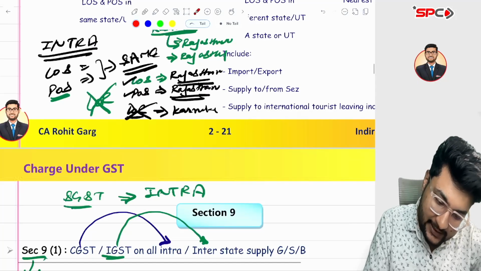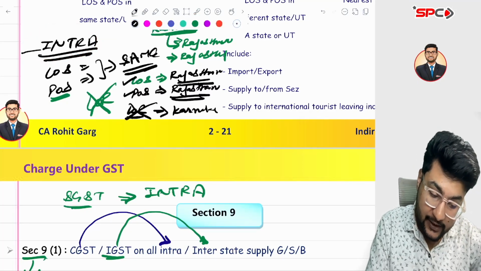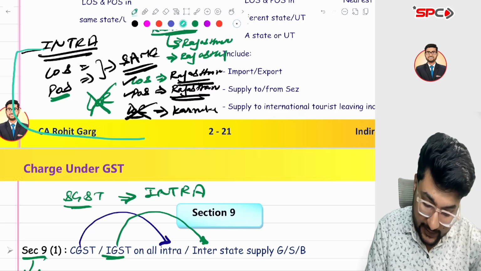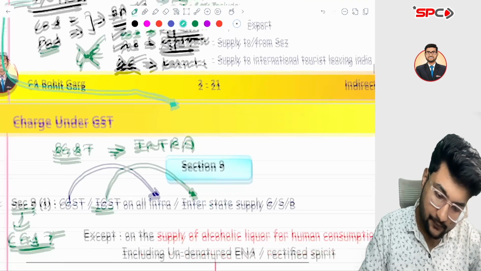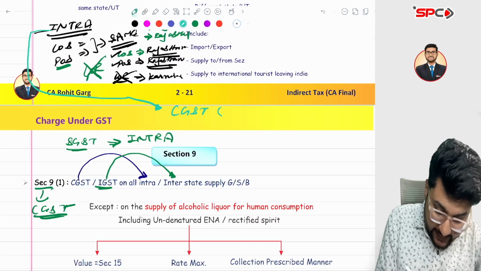This case is of intrastate. Okay, so in intrastate, what do we do? In intrastate, we will apply CGST and SGST.